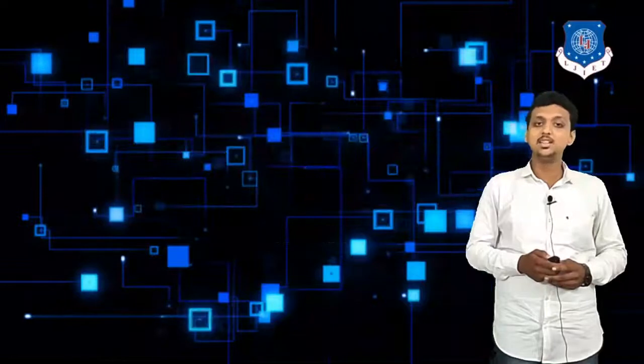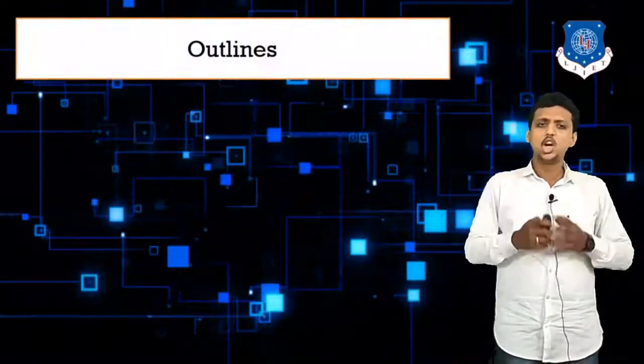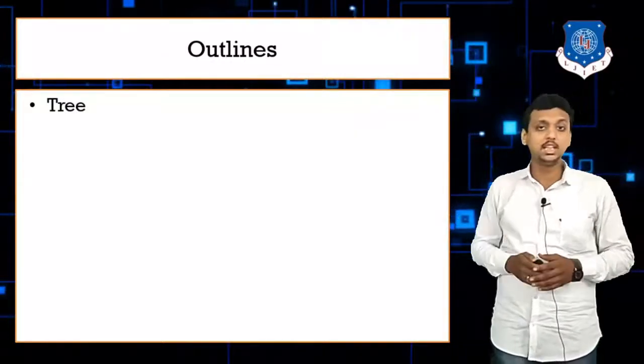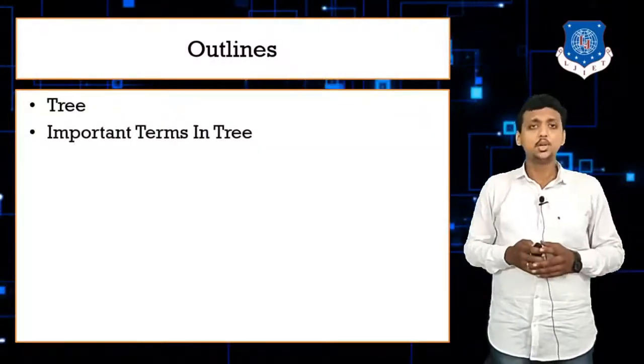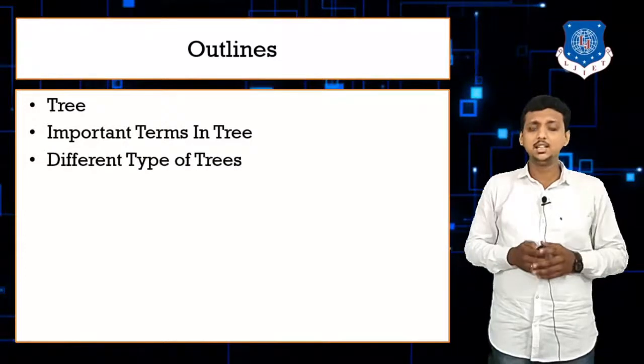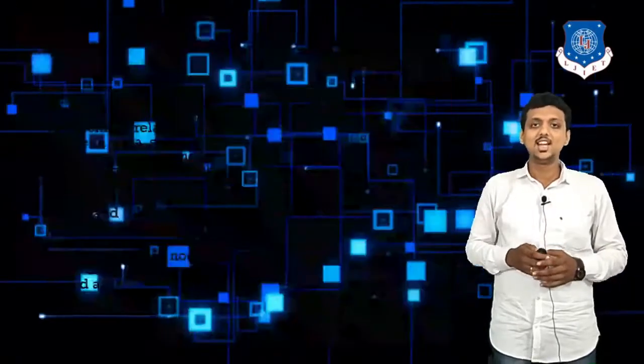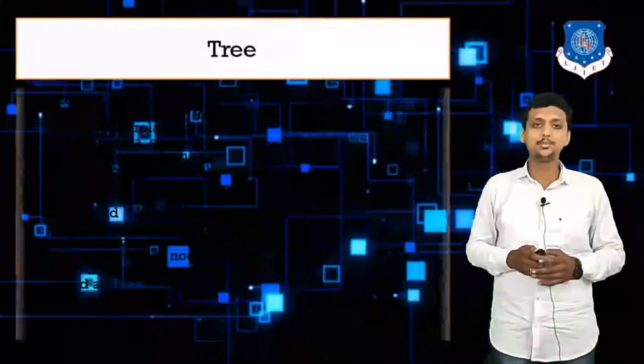So let's begin with the outlines. Our today's outlines are, first we understand what we mean by tree, then important terms in tree, and then we'll talk about the different types of trees. So let's begin with tree.